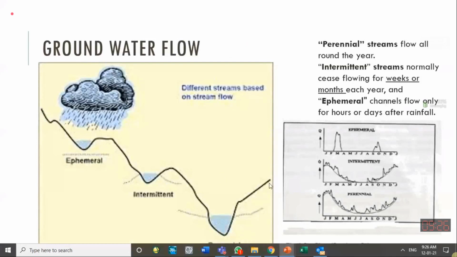So depending upon if the stream has the base flow throughout the year or has no base flow, we can divide streams into ephemeral, intermittent, and another one, perennial streams. See what makes them ephemeral or intermittent or perennial.